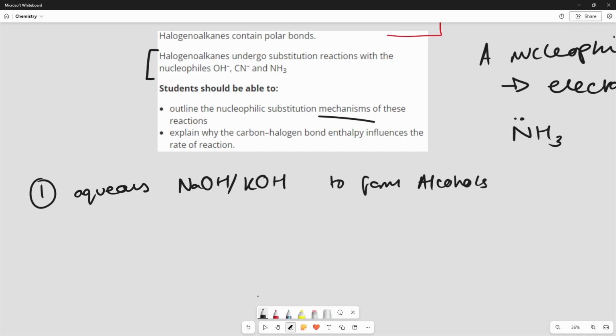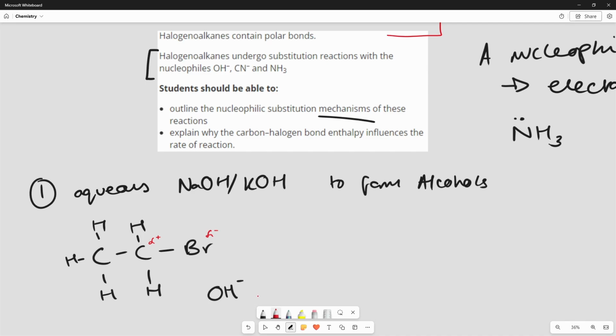So let's draw our halogenoalkane over here. This is going to be bromoethane, and we can draw the partial charges. We don't need to draw the partial charges, but while you're learning it, it's better to have them on there, just to remind you of the fact that the molecules are polar molecules. So we know in aqueous conditions, salts like sodium hydroxide and potassium hydroxide, because they're ionic salts, will dissolve and we'll just get the hydroxide nucleophile.